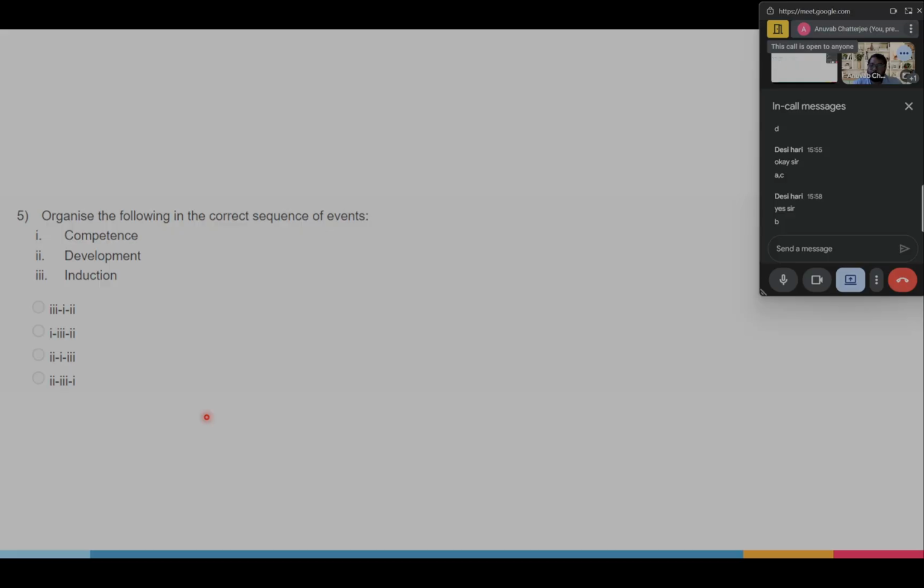Okay, moving on. Now we go into a very interesting concept known as competence and induction, and we just introduce it with the following question: organize the following in the correct sequence of events. The options are competence, development, and induction. So what order does the entire process go? You can choose 1, 2, 3, the order in which it occurs. The options are given right here, 3, 1, 2, and then combinations of these. So you have to choose one of these. I will give you a second to try and answer this.